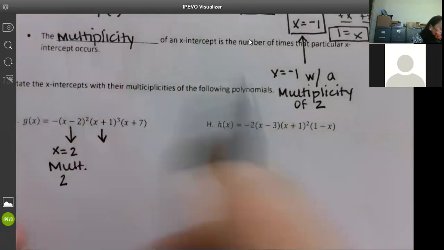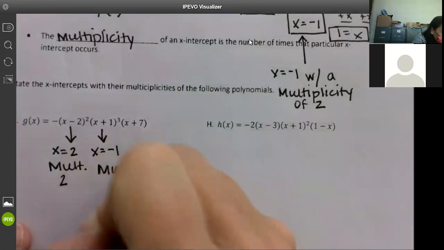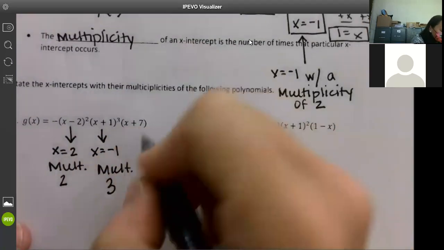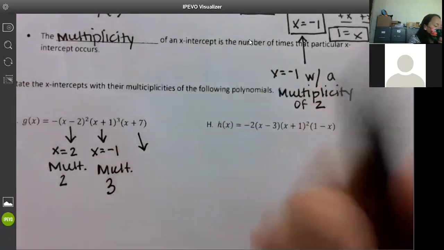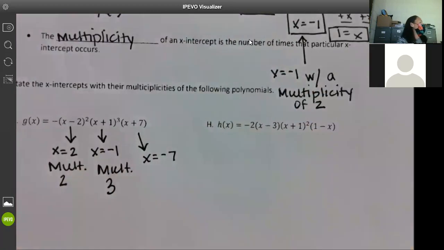What is your x-intercept? -1 with a multiplicity of, and then this last one, x plus 7, it does not have multiplicity. If you see it say that, it'll be multiplicity of 1, but they don't do that because it's not a double one. Okay, so you don't have to put it on that.